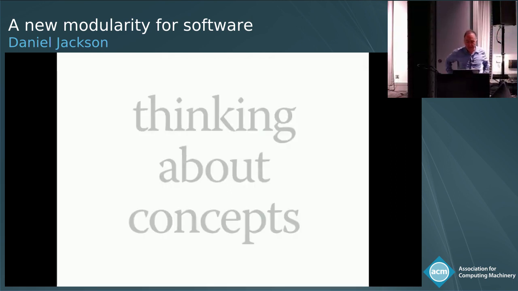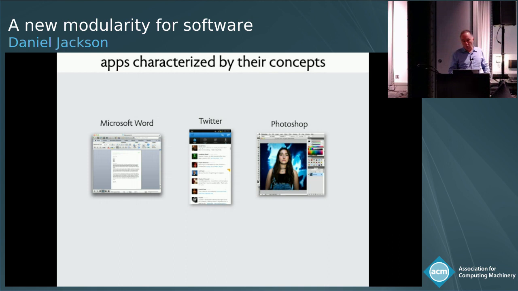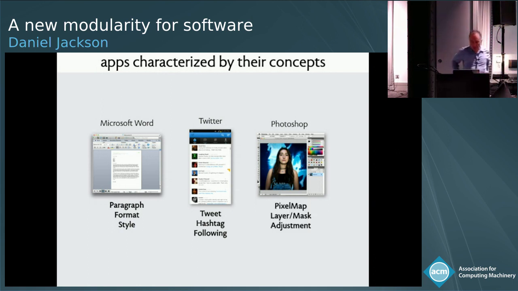So this got me thinking about these underlying concepts. And I came to believe that all applications essentially are characterized by their concepts. So if you were to explain to a Martian what Microsoft Word is, you would say Microsoft Word is paragraphs plus formats plus styles. If you had to explain what Twitter is, you might say, well, Twitter is tweets, hashtags, and following. And if you understand those 3 things, that's what you need to understand to get Twitter. And if you want to understand Photoshop, well, that's much harder.